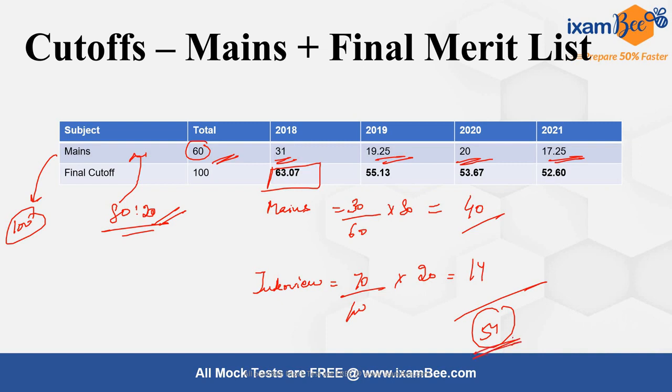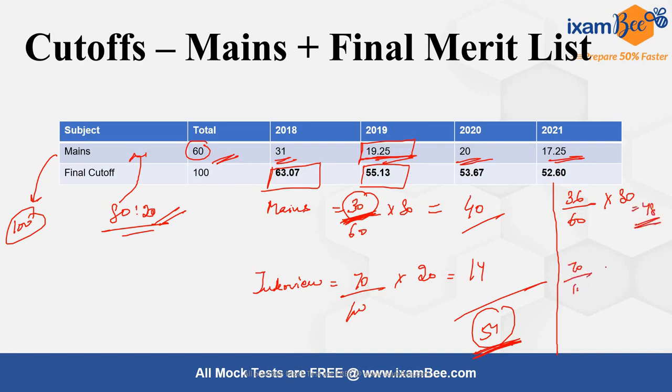Would you have cleared the cutoff if you had scored 30 marks? Even here, also 55.13. Though the cutoff was only 19.25 in 2019 and you say you scored 30 marks in mains, still you would not have cleared the cutoff. Now let's take another number. Let's say you have scored 36 marks out of 60. Converting it into a weightage of 80, this will be 48 marks. And in the interview, again, you scored an average 70 out of 100. That will be equal to 14 marks. Now your score is 62. So see here, with this 62 score, you would have cleared this cutoff, or this cutoff, but not this yet.